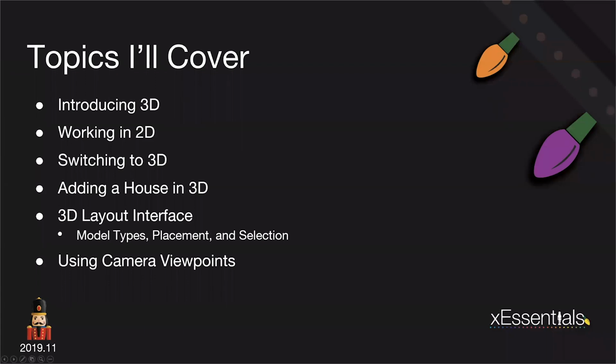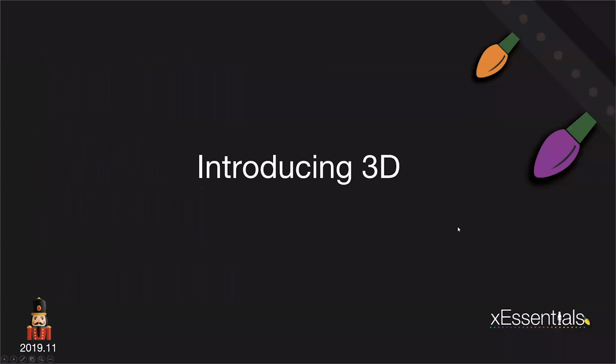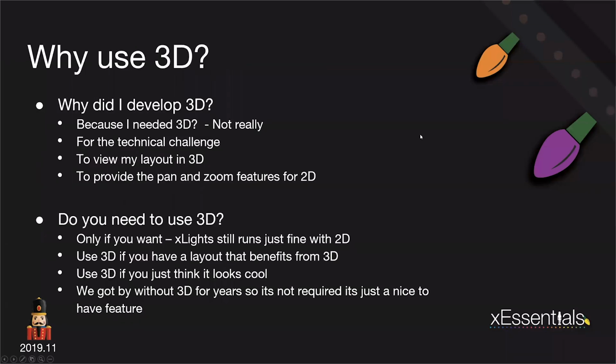So the first section, introducing 3D. So why use 3D and why did I develop 3D? Was it because I needed 3D? Not really. I mainly did it for the technical challenge. I'd never done some of this OpenGL 3D stuff, and I had to learn a lot of matrix math, stuff like that, and it took a while. I think I actually found some files where I'd started this at the end of 2017 when I first was working on the idea.